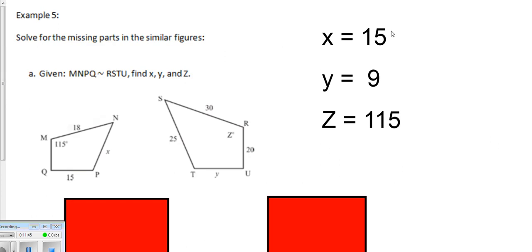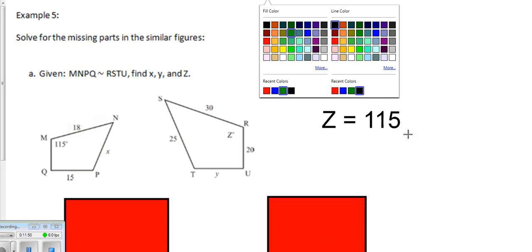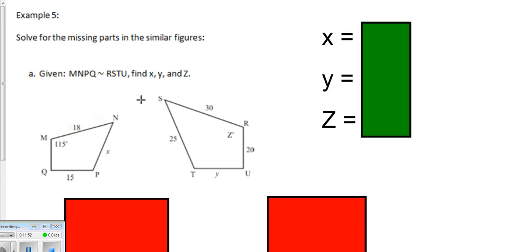Example 5, part A. Oops. Cover these up. Solve for the missing parts in these similar figures. If we are given that MNPQ is similar to RSTU, we need to find X, Y, and Z. Now notice M matches with R, so this one and this one are supposed to be the same. N matches with S, this one and this one.